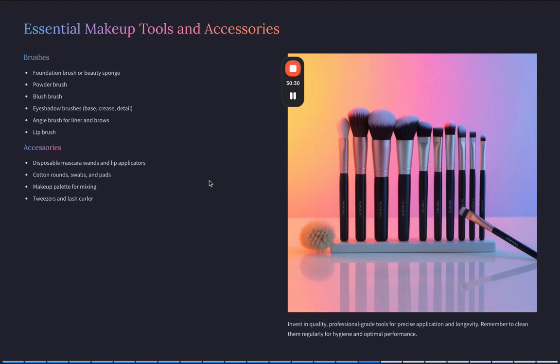Angle brushes are always going to be used for your eyeliners. Think of angle brushes as thin and sometimes having a super straight edge or a 45-degree angle on that brush. Lip brushes typically are a little bit finer and are perfect for application of lipstick or lip gloss. Other accessories that you may need to keep are disposable mascara wands and lip applicators, cotton rounds, cotton swabs, and cotton pads. You also may want to keep handy a makeup palette for mixing.